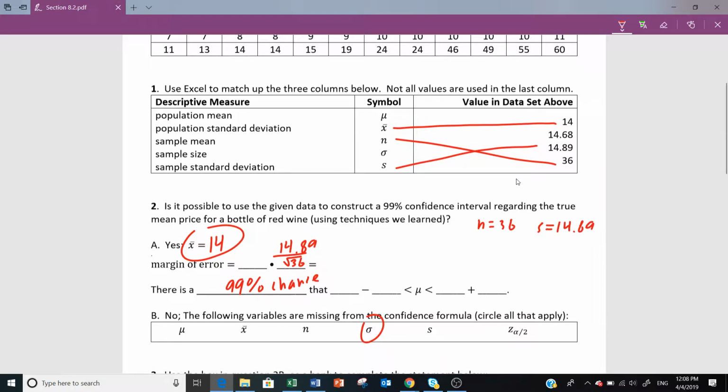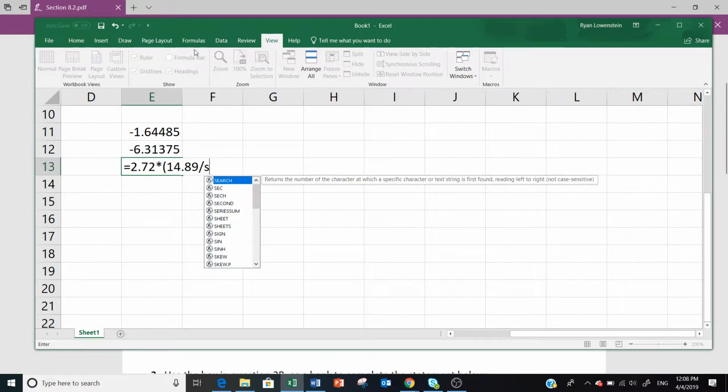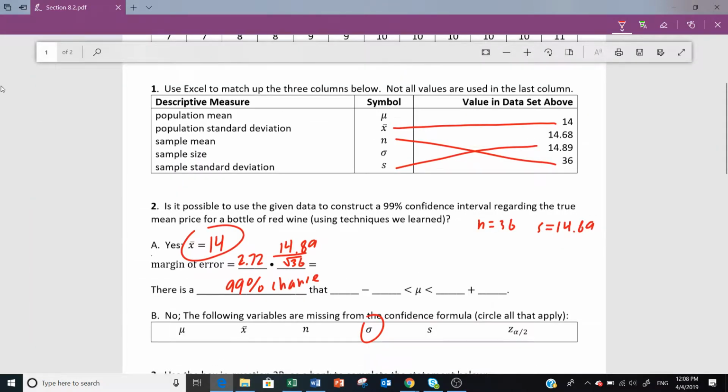Okay, now we have this, so we can change this here to a 2.72. And then I want to find my margin of error by multiplying the 2.72. I'm going to do equals 2.72 multiplied by the 14.89 divided by SQRT of 36. I get 6.75 for my margin of error. How many of us got 6.75 for our margin of error?